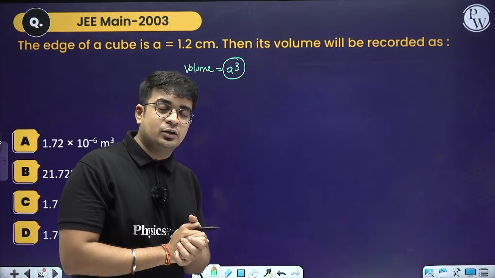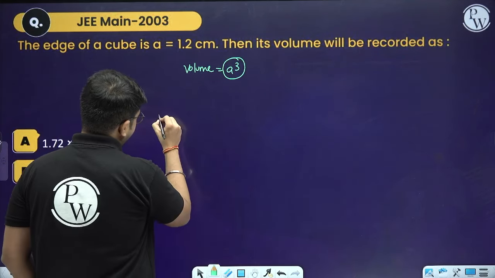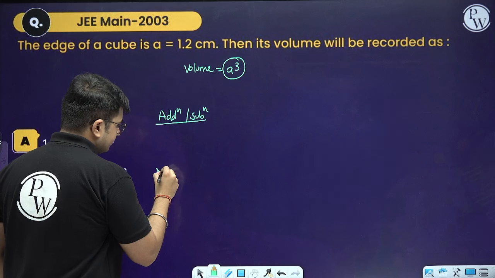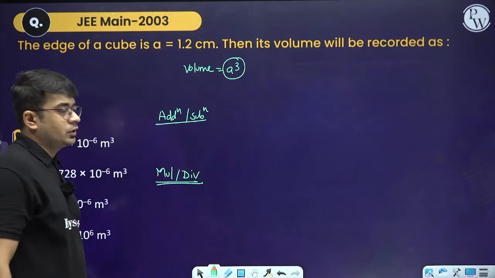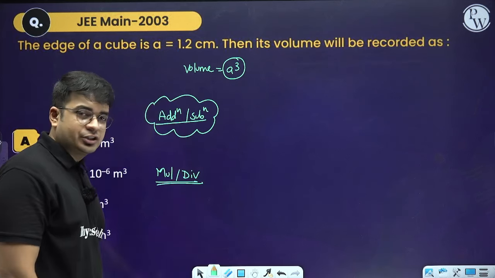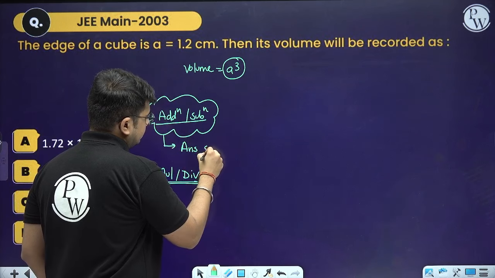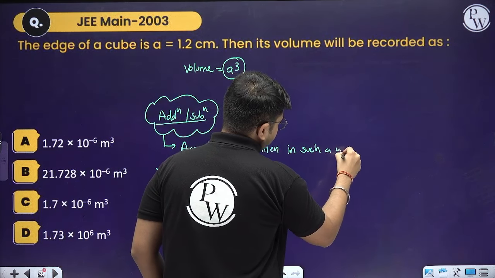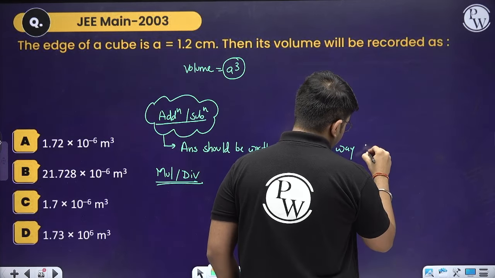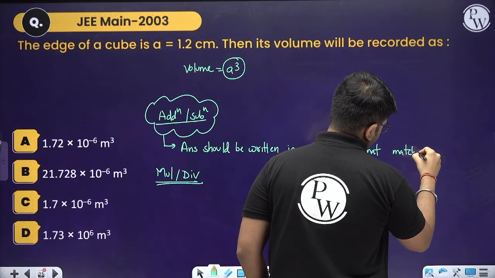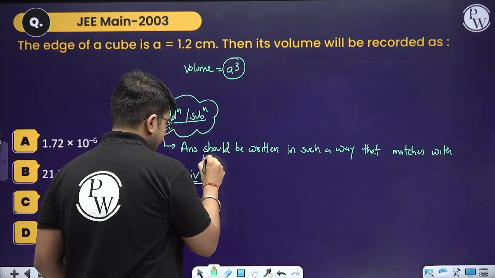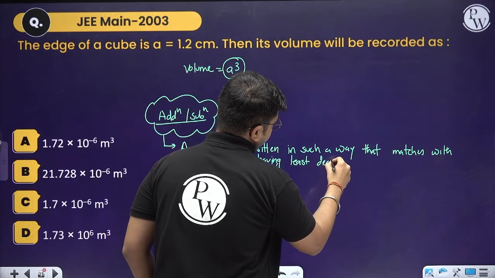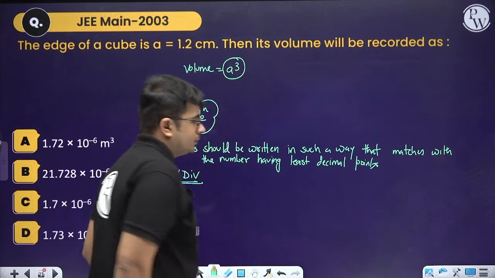Okay, so there are certain rules related to the calculation of significant figures, for certain mathematical operations. It can be addition and subtraction, first part, and multiplication as well as division, second part. Whenever you are dealing with addition as well as subtraction, you need to make sure that the answer is written in such a way that it matches the number having the least decimal points. Okay, so this is the first part.